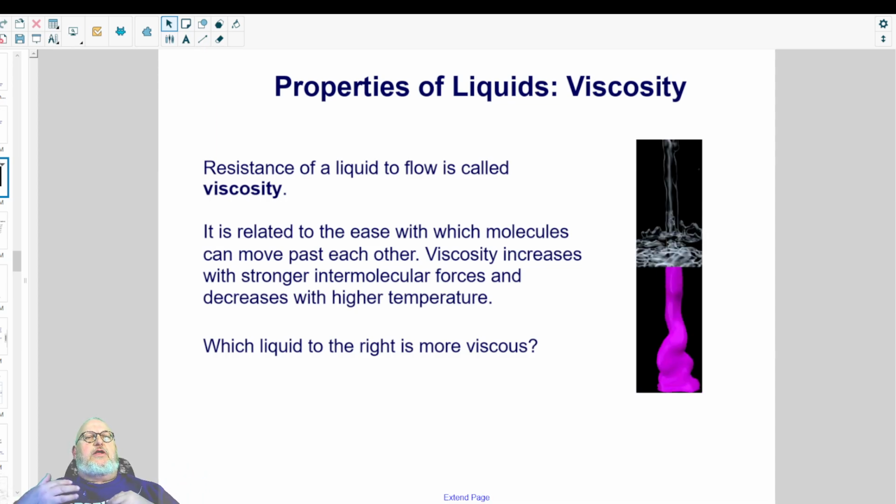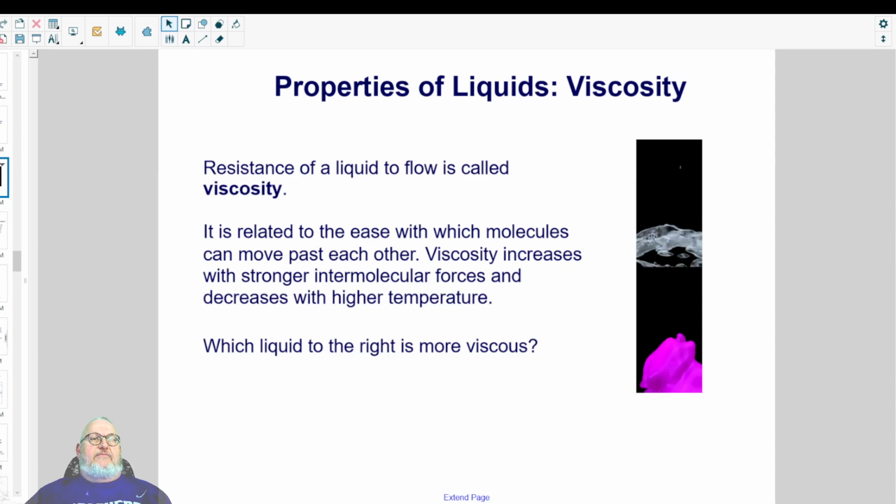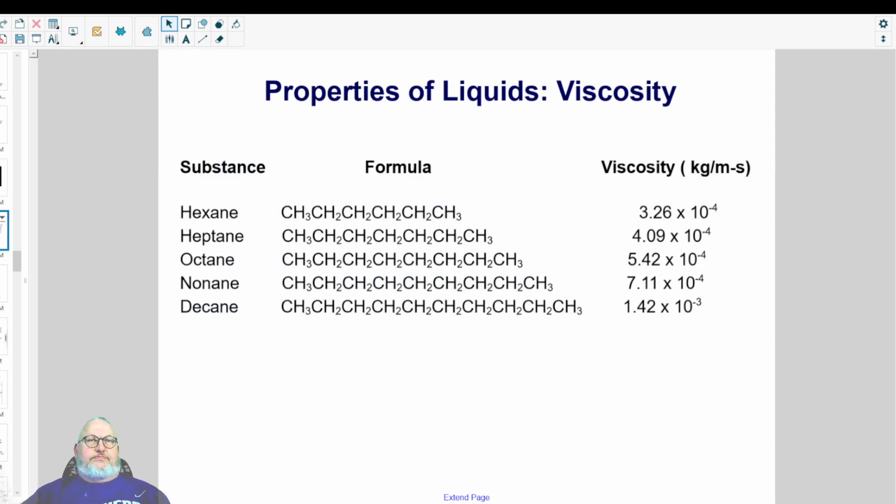So viscosity will increase with a stronger IMF, and it's also going to decrease with a higher temperature. So which one's more viscous? Well, of course, that pink purple one would be more viscous because it's resisting the flow. Let's look at some of these bigger molecules: hexane, heptane, octane, nonane, and decane. Those are based on the number of carbons. You can see as the number of carbons goes up and you get bigger, there's more resistance to flow, so your viscosity increases.